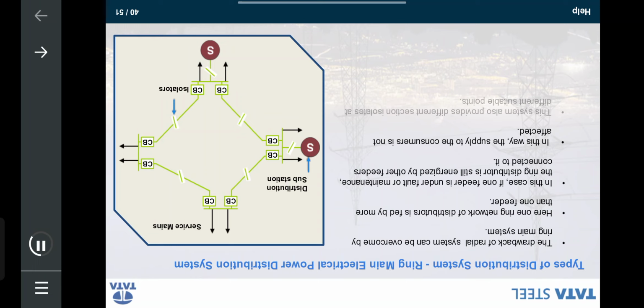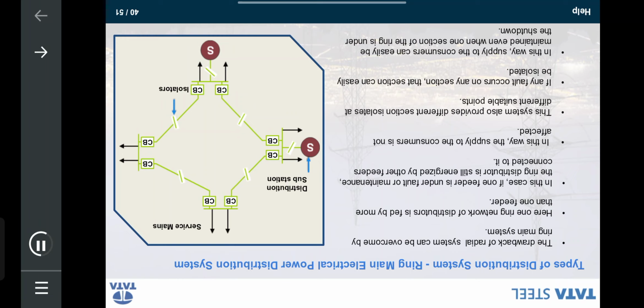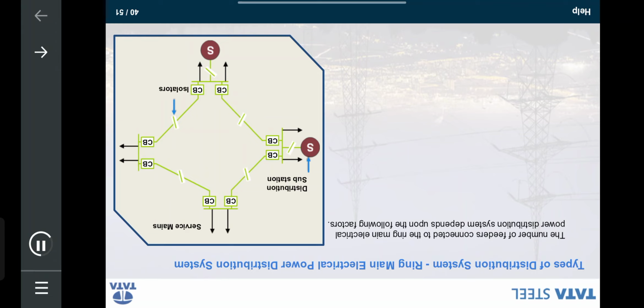In addition to that, the ring main system is also provided with different section isolators at different suitable points. If any fault occurs on any section of the ring, that section can easily be isolated by opening the associated section isolators on both sides of the faulty zone. In this way, supply to the consumers can easily be maintained even when one section of the ring is under shutdown. The number of feeders connected to the ring main electrical power distribution system depends upon the following factors.